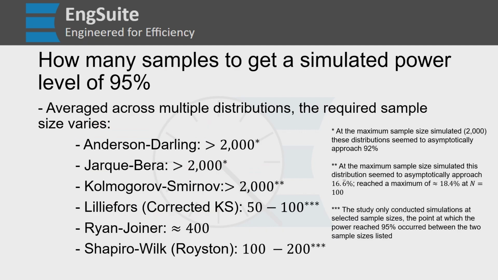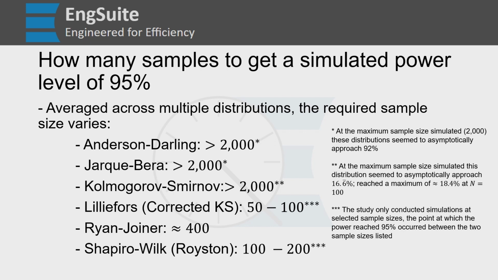So let's take a look at how many samples we need to get a simulated power level of 95%. Again, this is averaged across all of the distributions studied, and the required sample to get 95% power varies. So we look at the Anderson-Darling and Jarque-Bera. They're both greater than 2,000, and that's because at the maximum sample size, 2,000, these distributions seem to asymptotically approach 92. If you remember, that was because if we looked at just the symmetric data from earlier, that approached about 80, and the asymmetric approached about 100, so it never really got above that 92% because of that.